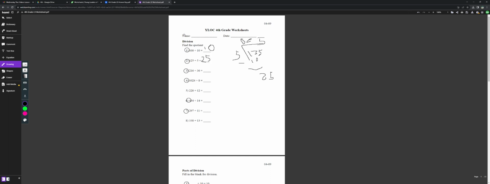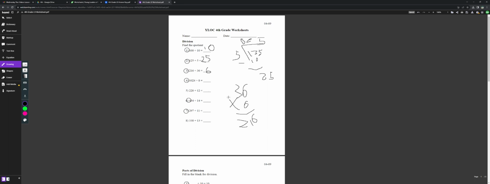For number 3, 216 divided by 36 is 6. If you want to check that, we have 36 times 6. 6 times 6, 36. Carry over the 3, so 3 times 6 plus 3, we should get 21. And that's your answer, so it's correct.